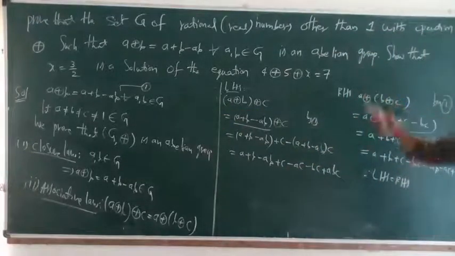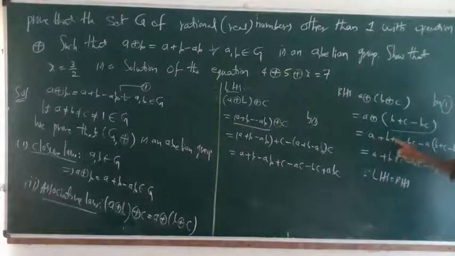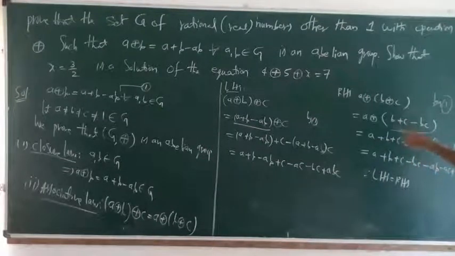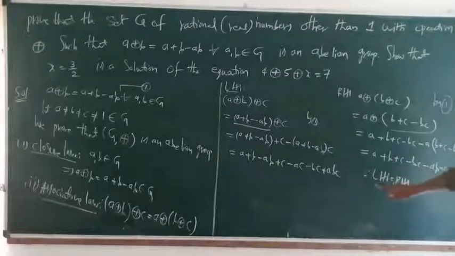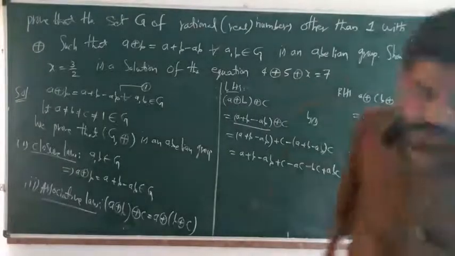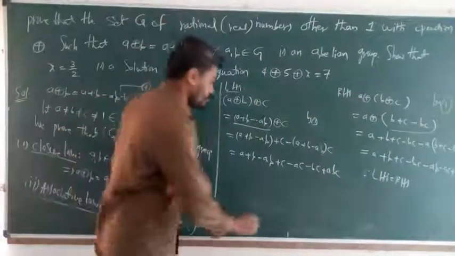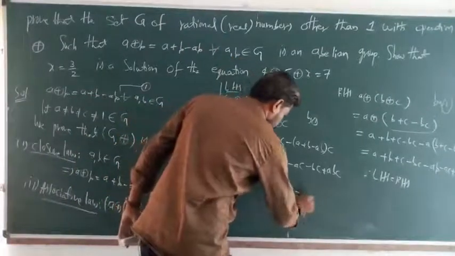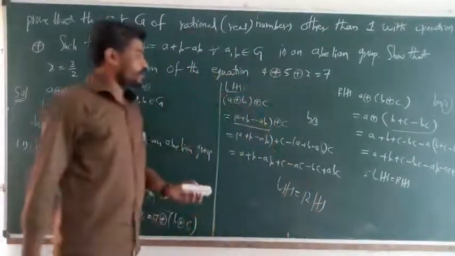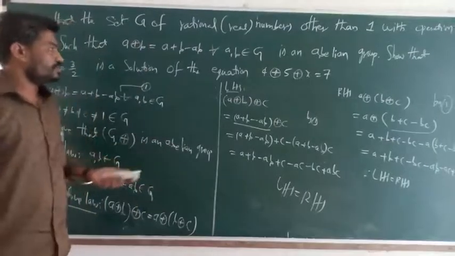So A plus B minus AB, with A plus the term B plus C minus BC, minus A into this total term, B plus C minus BC. After total simplification, A plus B plus C minus BC minus AB minus AC plus ABC. So A plus B plus C minus AB minus BC minus AC plus ABC. So LHS equals RHS. So the associative law is satisfied. LHS is equal to RHS. Closure and associative are over. Next, the identity.